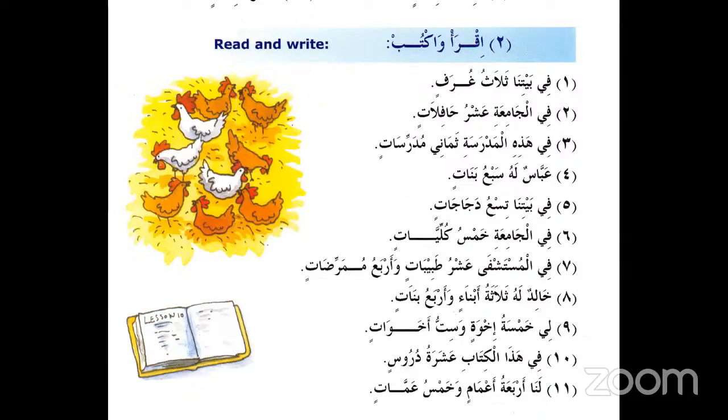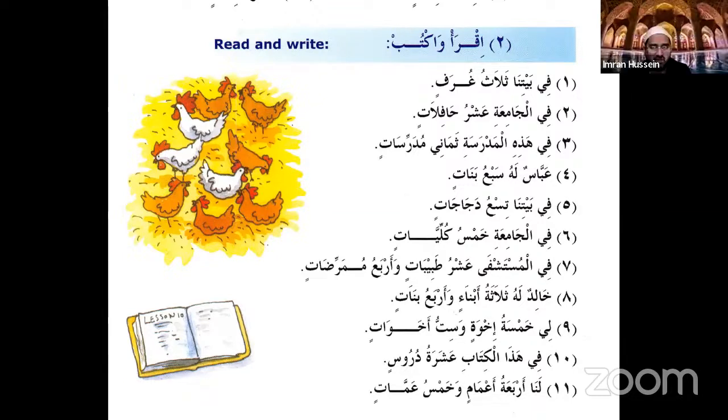خالد له 3 أبناء و4 بنات. Khalid has 3 sons and 4 daughters. Correct. لي 5 إخوة و6 أخوات. I have 5 brothers and 6 sisters. Jazakallah. Thank you. Sister Razia, can you do the last 2, 10 and 11?